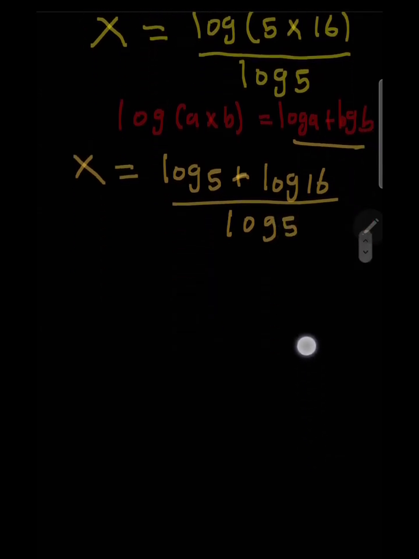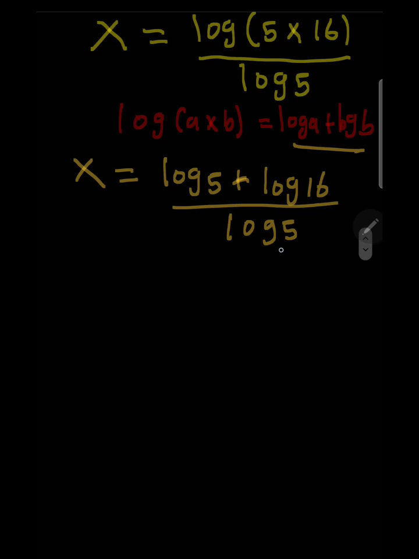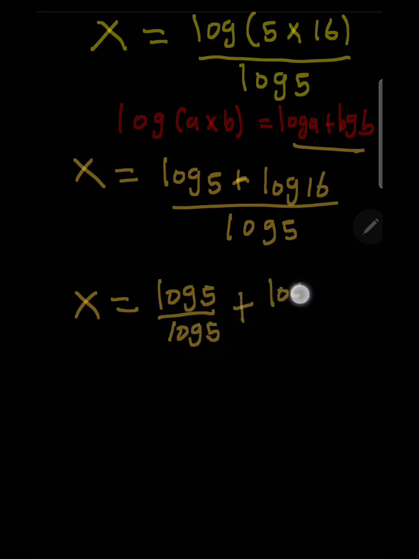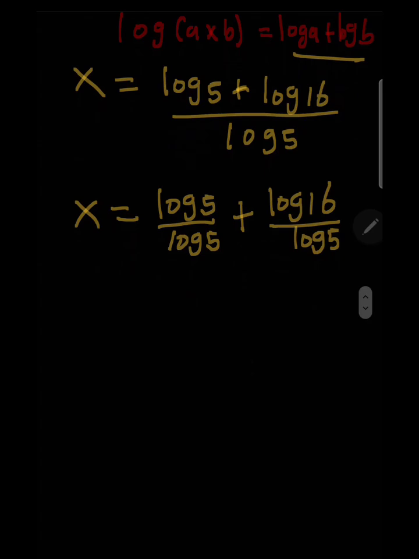The next thing we're going to do, since the denominator only has one term, the two terms in the numerator can share this denominator. So we're going to have x equal to log of 5 divided by log of 5, plus log of 16 divided by log of 5. As you can see, log 5 and log 5, the same thing divided by itself is just going to cancel. It's going to give us 1, plus log of 16.